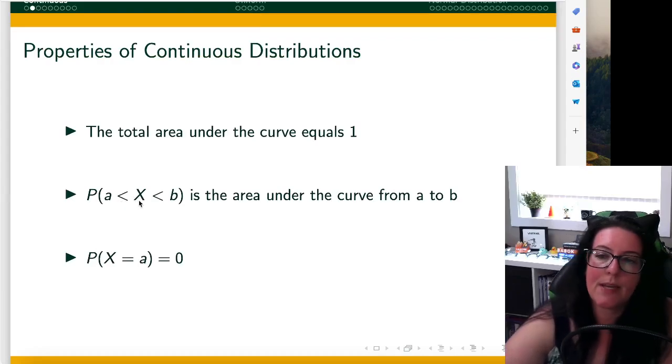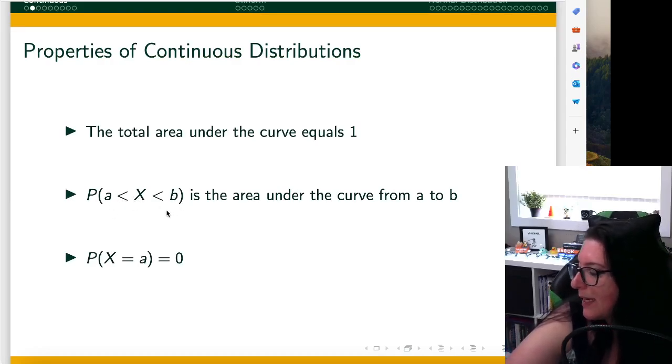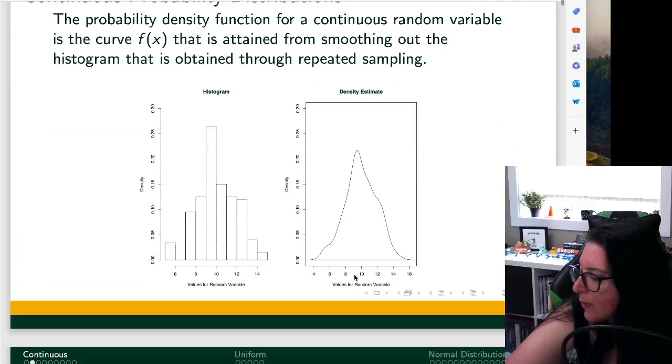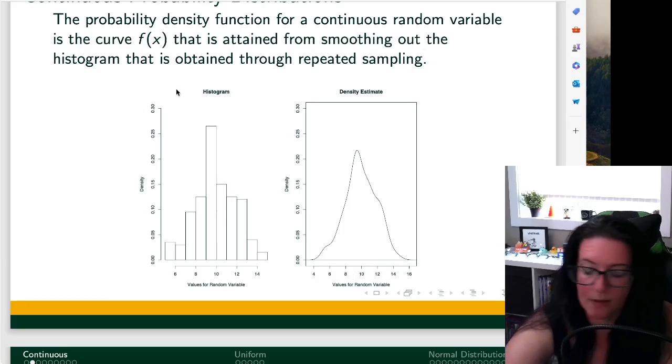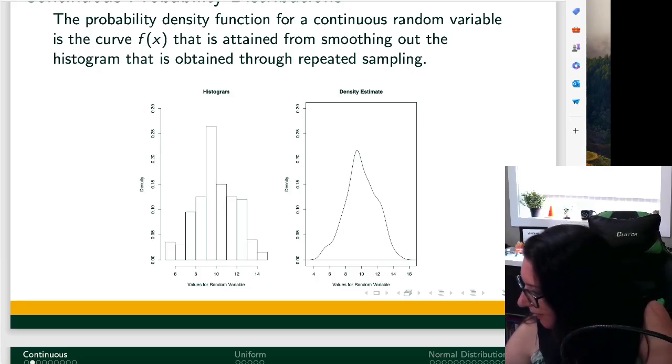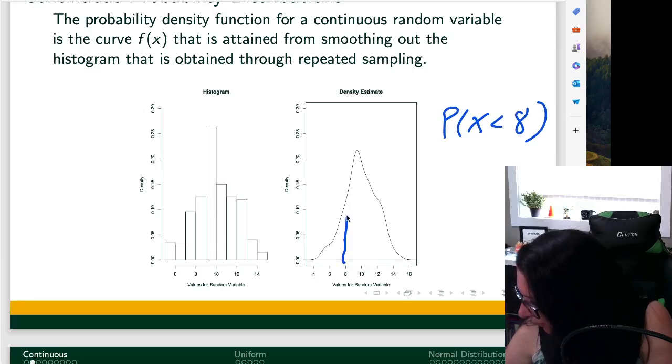The probability of being between A and B is the area under the curve from A to B. So if we want to know the probability that x is less than 8, let's go back to using our pencil here. We want to know the probability that x is less than 8. Then what we would do is look for all this area here under the curve.